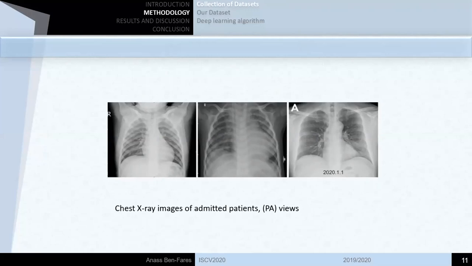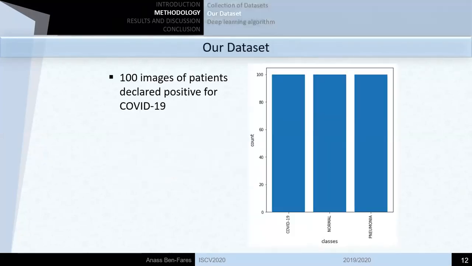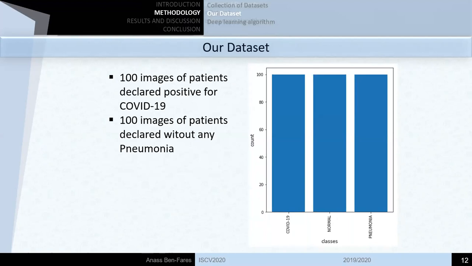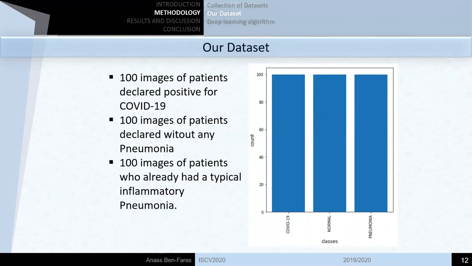This is an example of PA views of chest X-rays of admitted patients. From left to right: normal, pneumonia, and COVID-19. In summary, our dataset is composed of 100 images from the COVID-19 chest X-ray dataset, 100 images for normal patients, and 100 images for pneumonia. These last two classes were extracted from the NIH chest X-ray dataset. For the split of our dataset, we split it into 80% for train and 20% for the test.